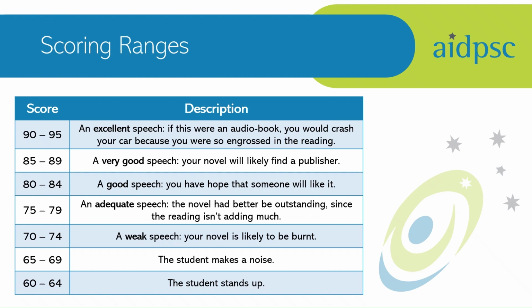A score between 80 to 84 indicates a good speech. You have hope that someone will have heard it and have found something they liked. A score between 85 and 89 indicates a very good speech. Your novel will likely find a publisher. And a score between 90 and 95 is reserved for an excellent speech. This is the type of reading which, if it were an audiobook, it would need to carry a warning, because you would likely crash your car if you were listening to it because you've become so engrossed in the reading.